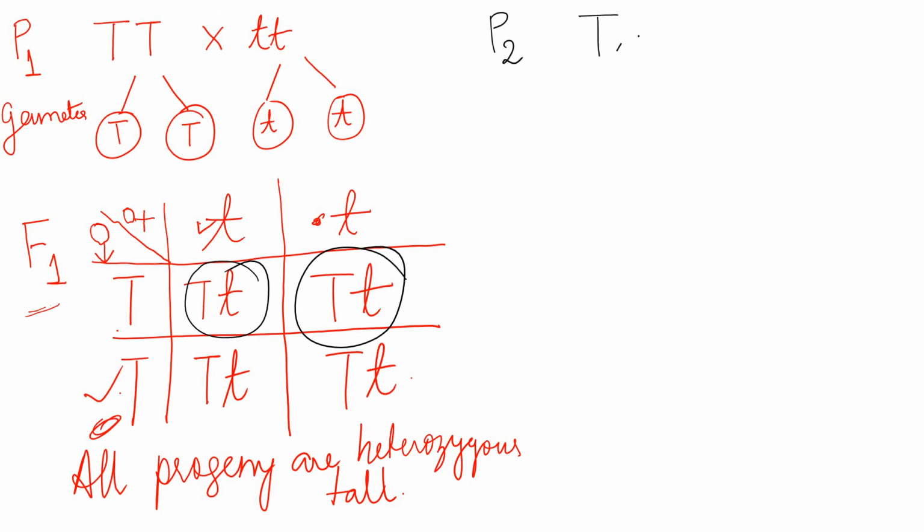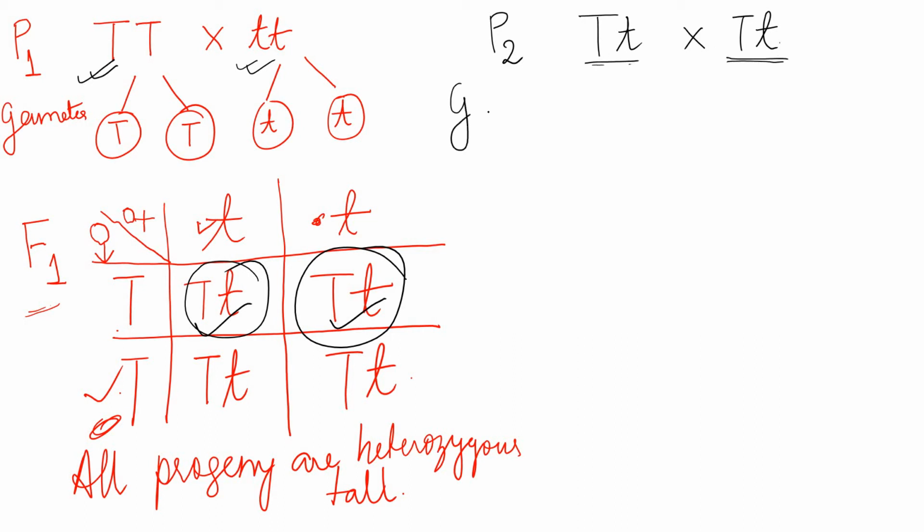So now he has taken two progenies, two children from here, and has crossed them. And both are heterozygous this time. In the first parental generation, what did we find? One was homozygous tall, one was homozygous dwarf. Here what we see is that both are heterozygous tall plants.